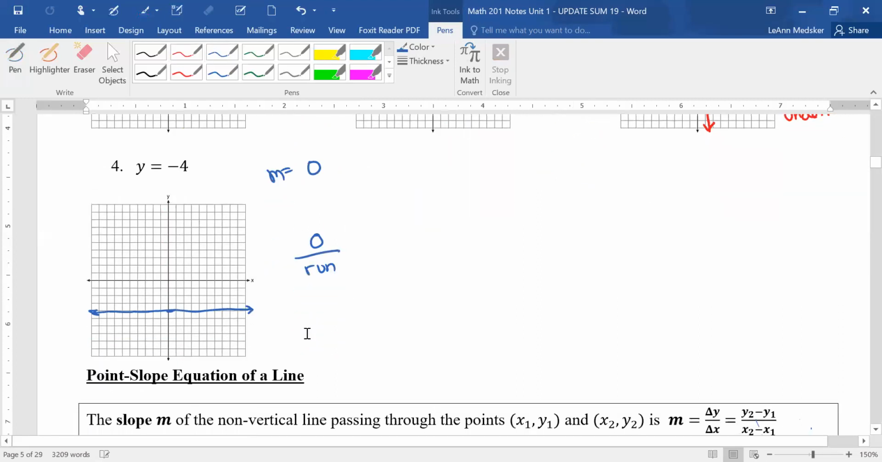So those two are special slopes. Horizontal lines have 0 slope. Let's write that this is horizontal. And vertical lines have undefined slope.